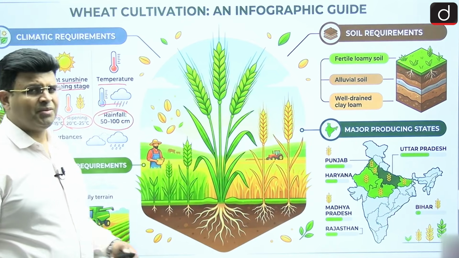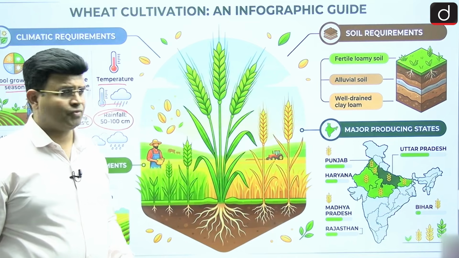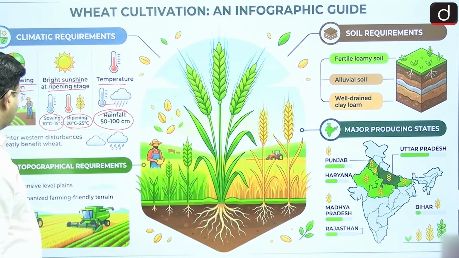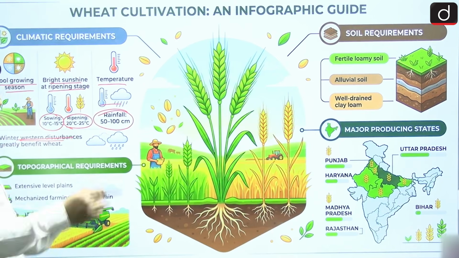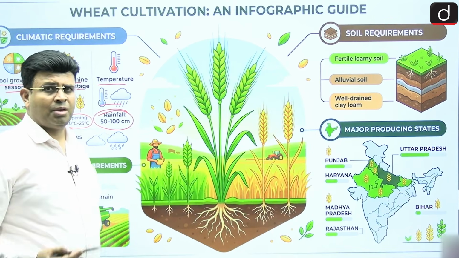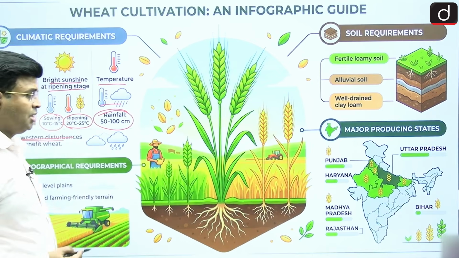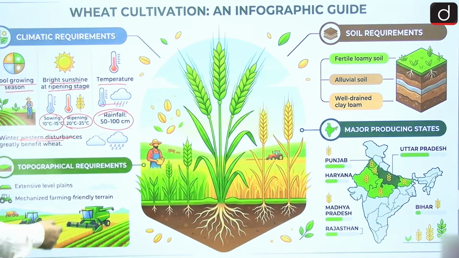But for wheat, 50 to 70 centimeter of rainfall is also good for its growth. Yes, and we can say that the winter western disturbance in India, which comes from the Mediterranean Sea, from November to April helps in the cultivation of wheat. So it benefits the growth of the wheat crop.